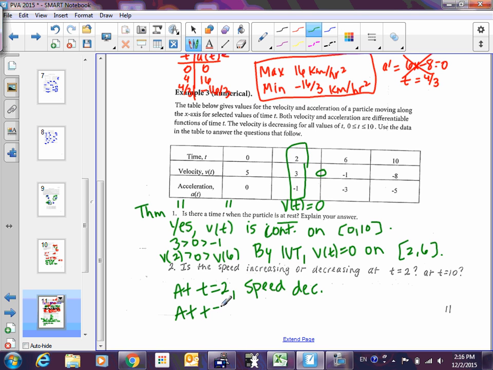Okay, what about at t equals 10? Increasing. I see some negatives, but that's okay because they're both negative. Velocity is negative and acceleration is negative. That's that whole speeding up in the opposite direction. Okay, so speed would be increasing.